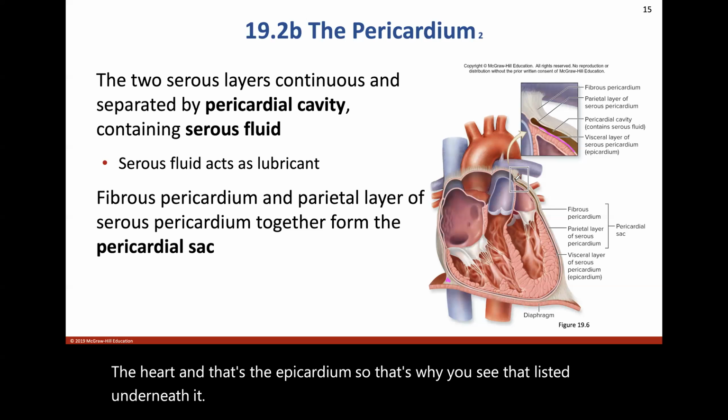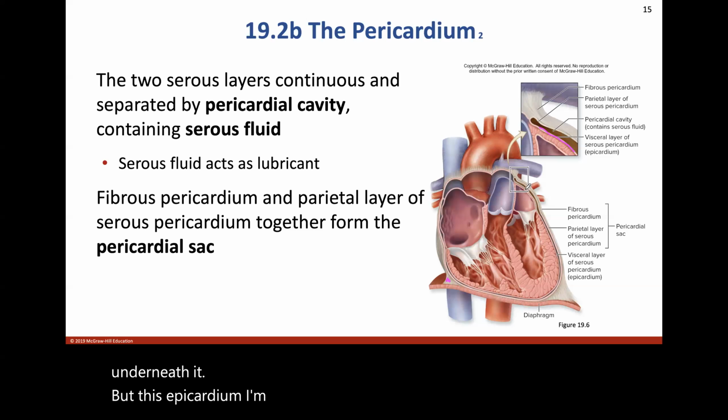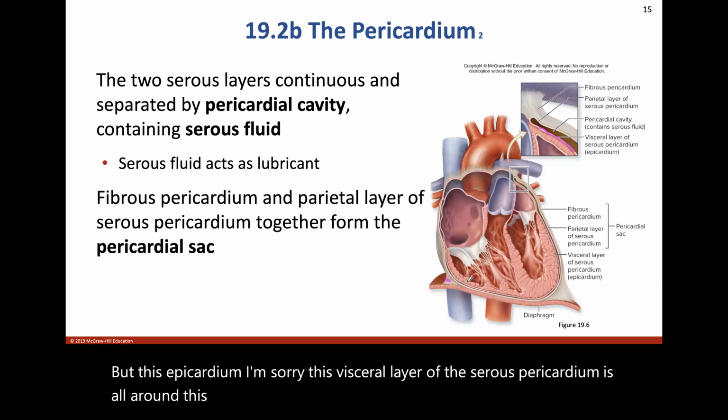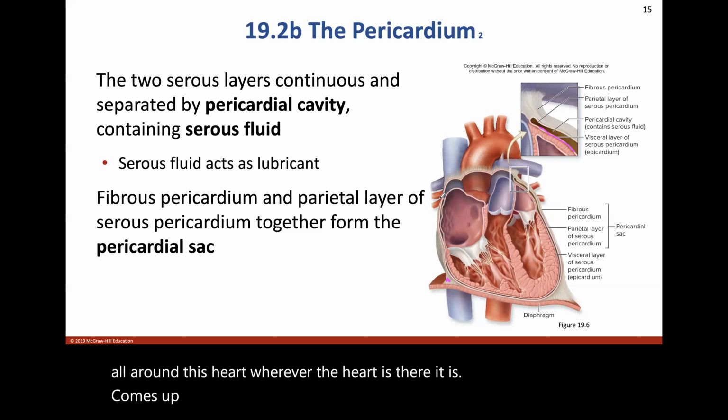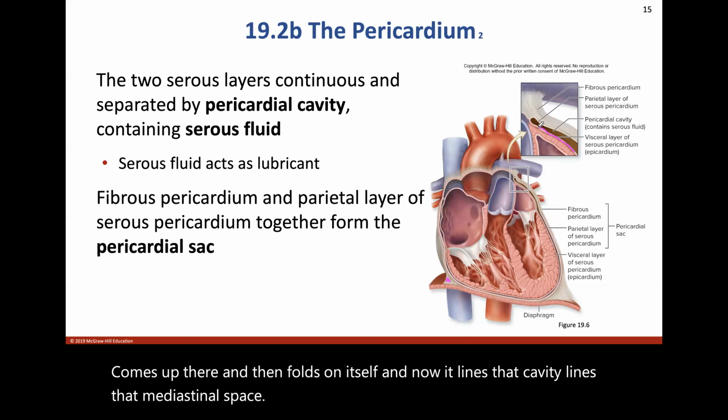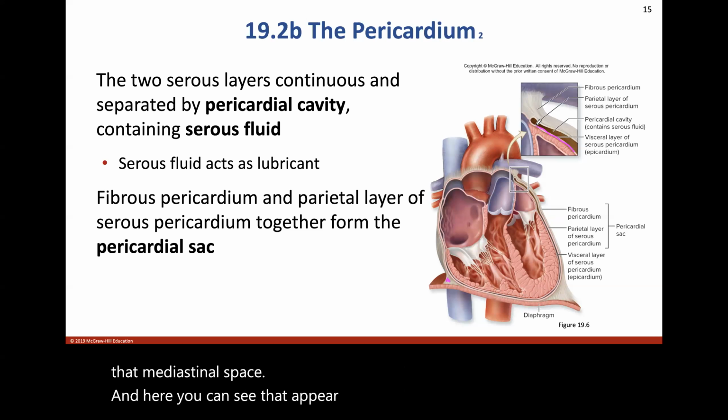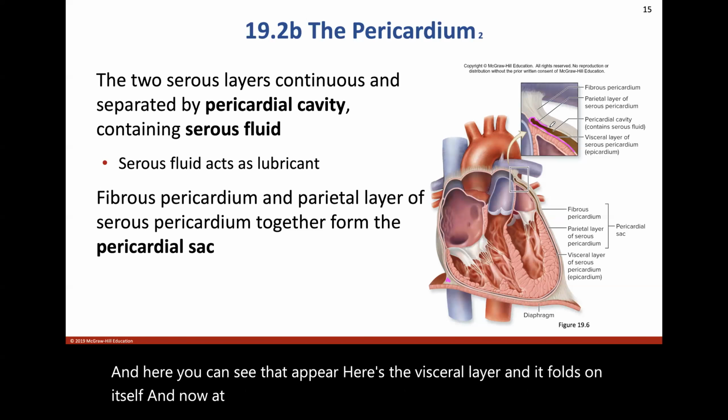But this visceral layer of the serous pericardium is all around this heart. Wherever the heart is, there it is. It comes up there and then folds on itself, and now it lines that cavity, that mediastinal space. And here you can see that up here. Here's the visceral layer, and it folds on itself, and now it lines the cavity. And that's the parietal layer.